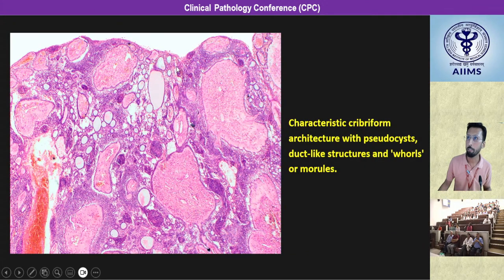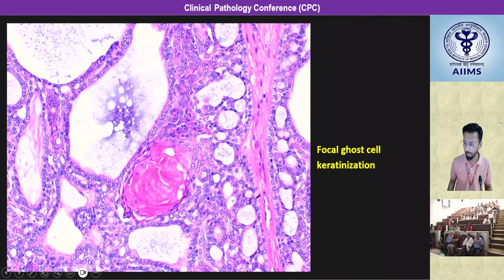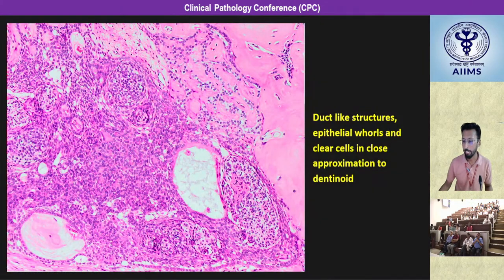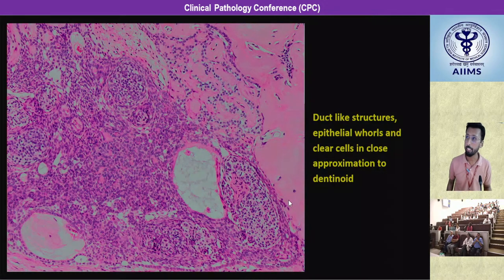So again, this is an image taken from the WHO website. It is showing this classical cribriform pattern. You can see duct-like structures, and again, these morules or rosette forms here and there. Then we can also see some sort of focal ghost cell keratinization. Ghost cells means the boundary will remain intact, and it is filled with keratin. You can see these cells are filled with keratin. And these are showing this dentinoid formation alongside the odontogenic epithelium. These are the essential criteria.